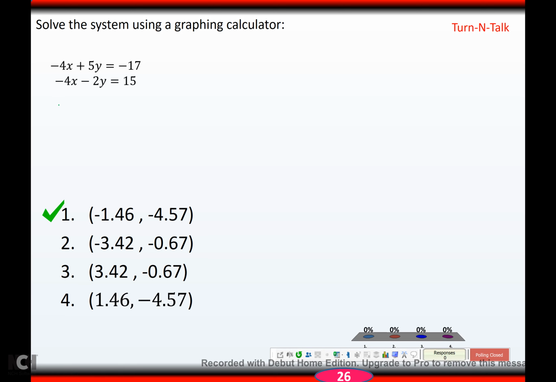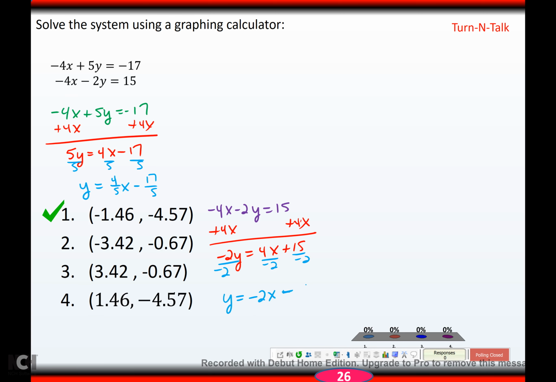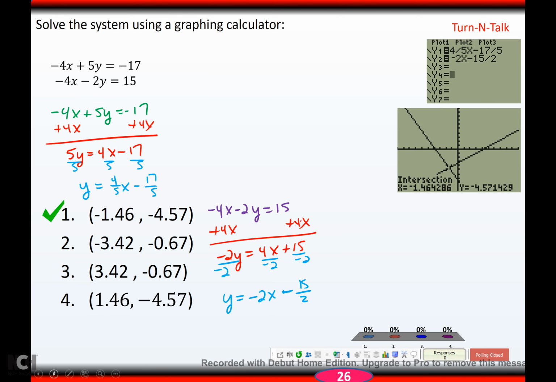Alright, on top here, to get y alone, negative 4x plus 5y equals negative 17. Add 4x, I get 5y equals 4x minus 17. Divide by 5, y equals 4/5 x minus 17/5. My second equation, negative 4x minus 2y equals 15. To get y alone, I'm going to add 4x. Negative 2y equals 4x plus 15. Divide by negative 2, I get y equals negative 2x minus 15 halves. So I type those in, 4/5 x minus 17/5 and negative 2x minus 15 halves.